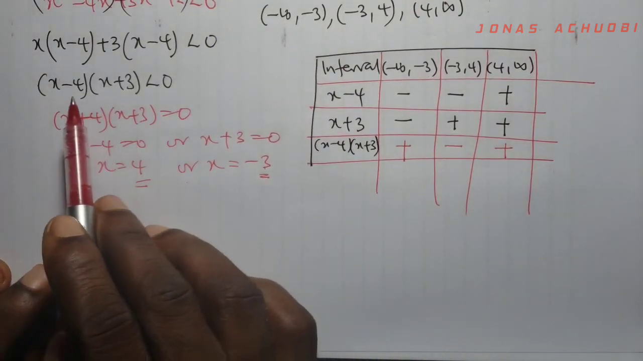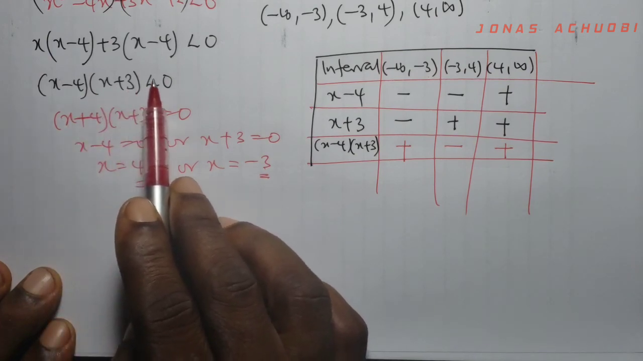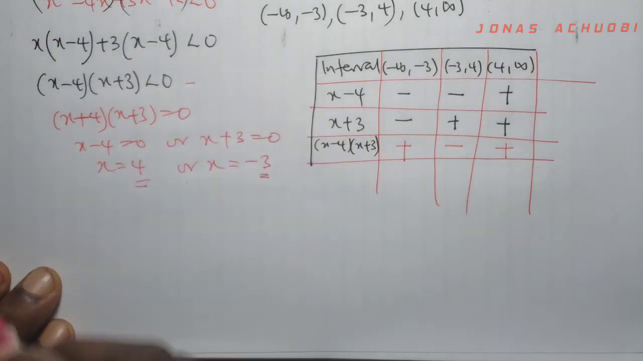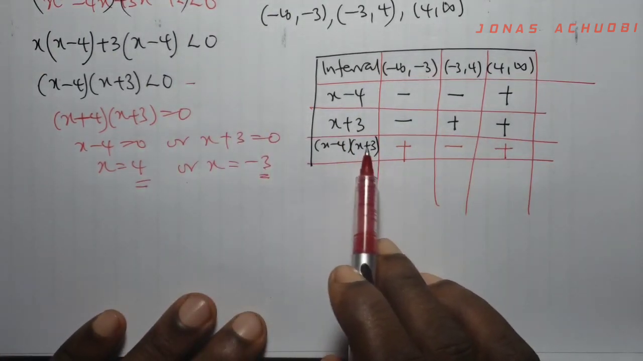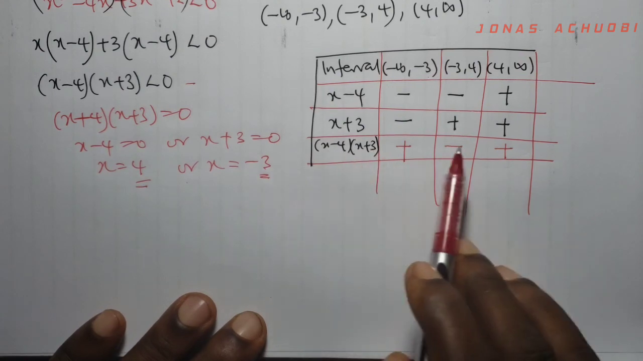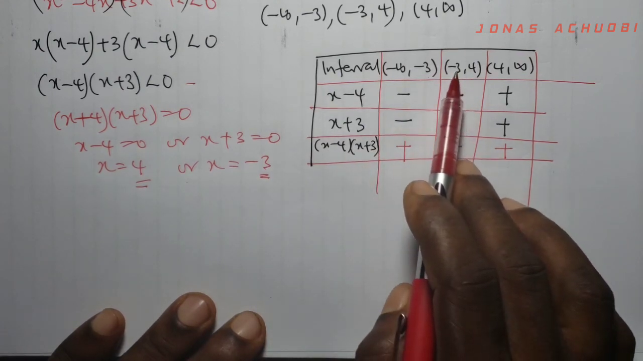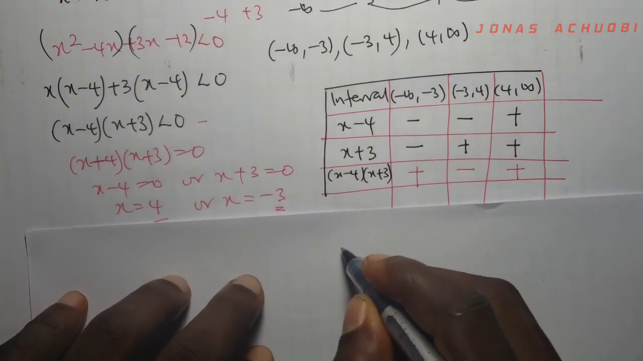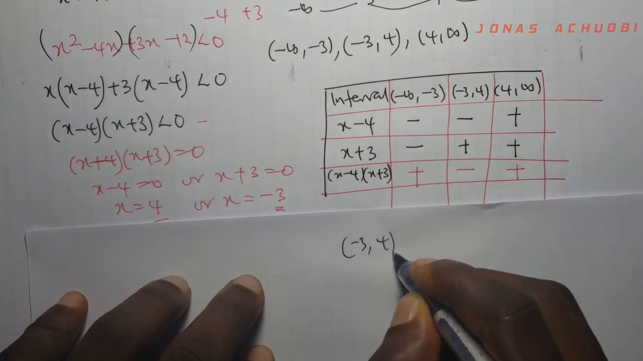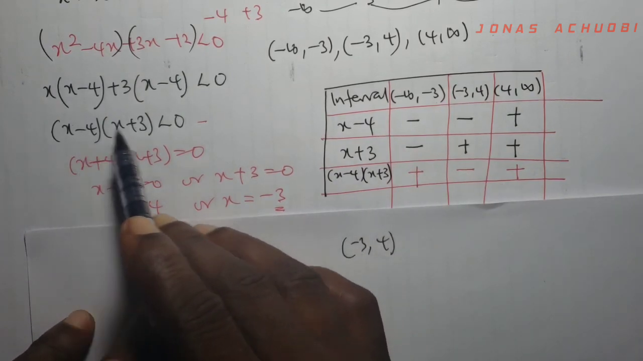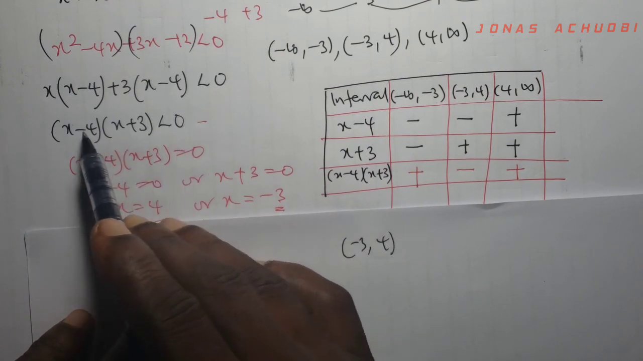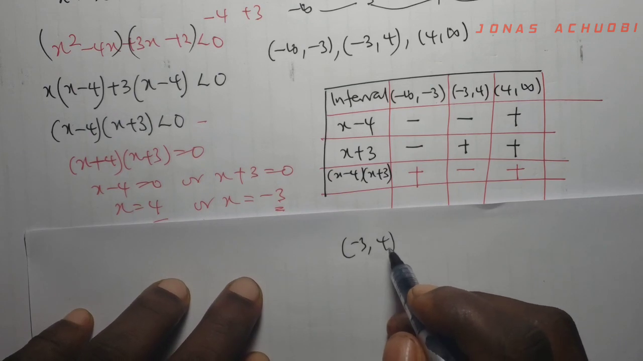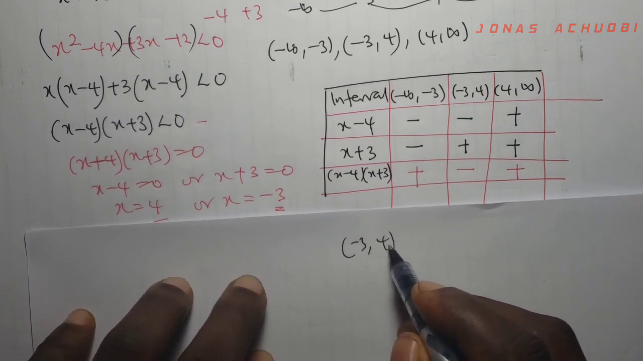We go back to what we had. X minus 4 times x plus 3 is less than 0. And less than 0 simply means negative. Negative, that's minus. So now come back to check where this product is negative. This product is negative only here. And what interval is that? Minus 3 to 4. So the interval minus 3, 4 is the only interval where this product is less than 0, or if you like, where this product is negative. So the only solution set to the inequality, to the problem given to us, is minus 3 and 4.